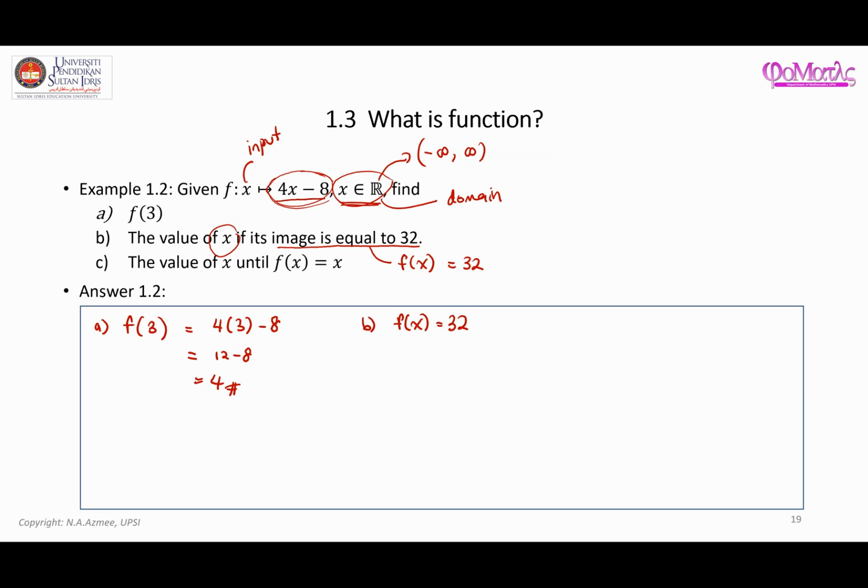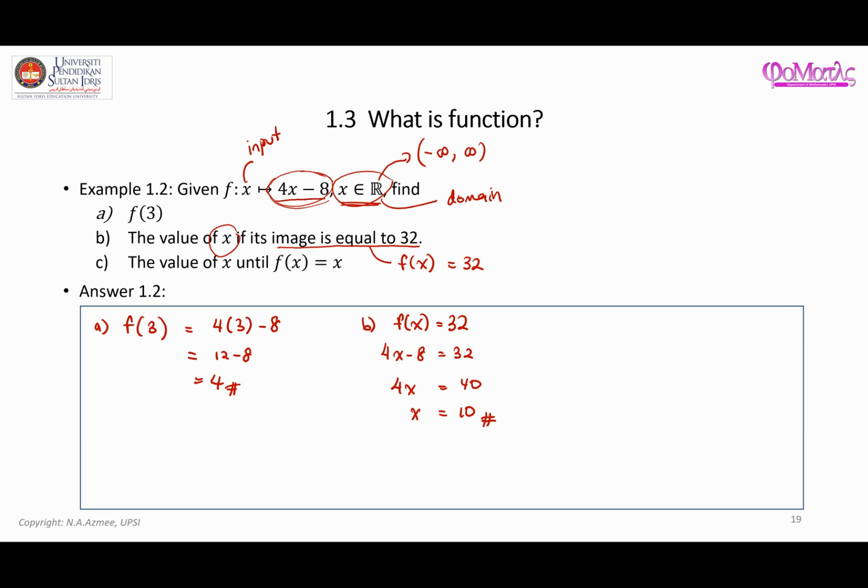So what is f(x)? What is this function? The function here is 4x minus 8. So we're going to substitute that into this. So we have 4x minus 8 is equal to 32. So 4x is equal to 40. x must be equal to 10. So when you plug in the value of 10 into this function, then you will get the image equal to 32.